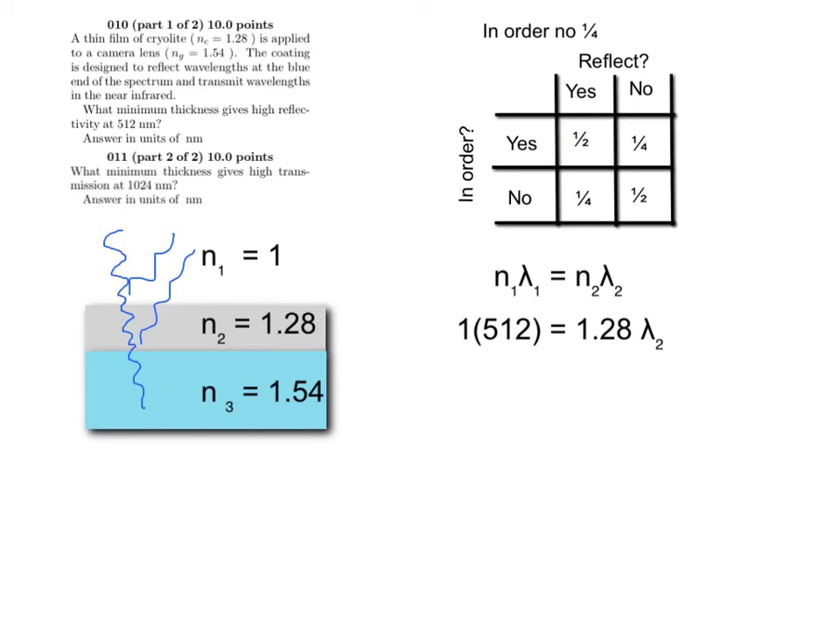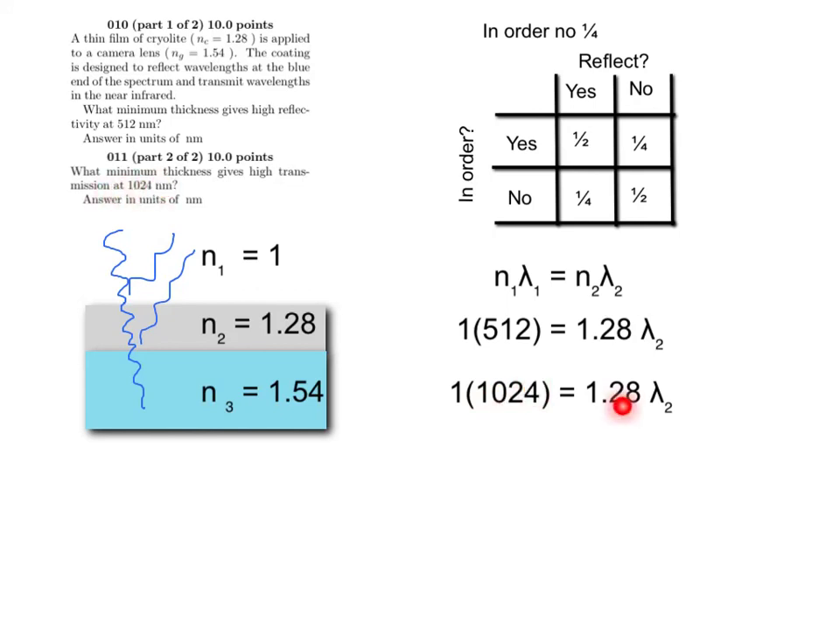Now in the same way, I have to figure out the minimum thickness that gives high transmission at 1024. High transmission means no reflection. So I've got in order, no quarter, so I want no reflection, so here I am at a quarter wavelength. But now, instead of the 512 nanometer that I had before, I'm going to deal with 1024 nanometers in part 11. So I have to recalculate, but this time I'm going to find 1024 as my lambda 1 because that's the light that's coming in, 1024 nanometers.